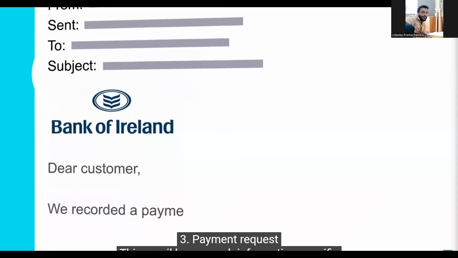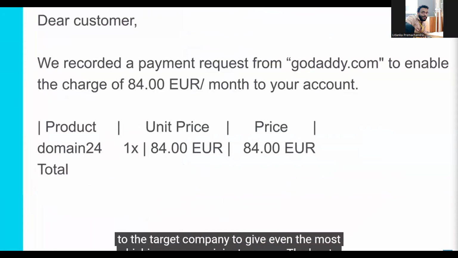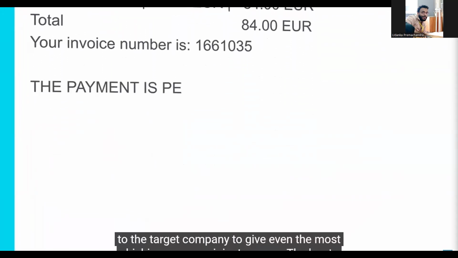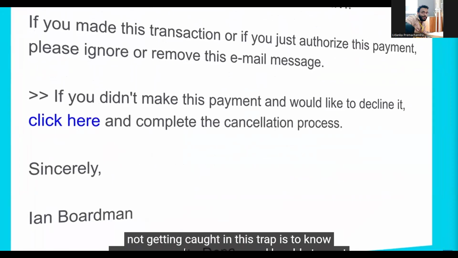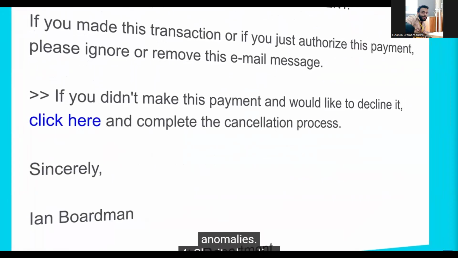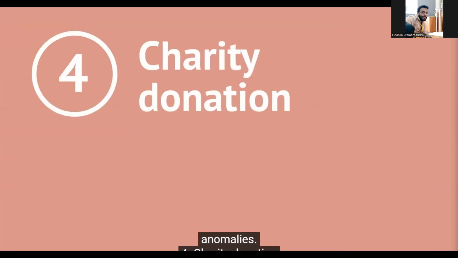3. Payment request. This email has enough information specific to the target company to give even the most phishing-savvy recipients pause. The key to not getting caught in this trap is to know your company's processes and to be able to spot anomalies.